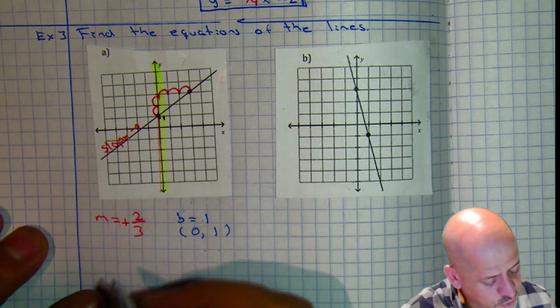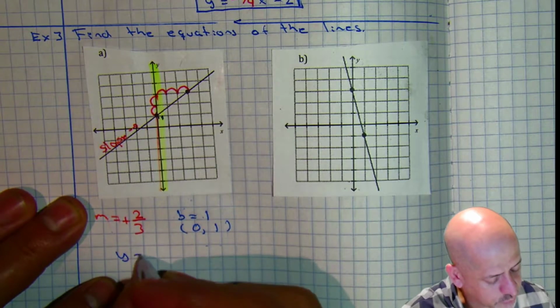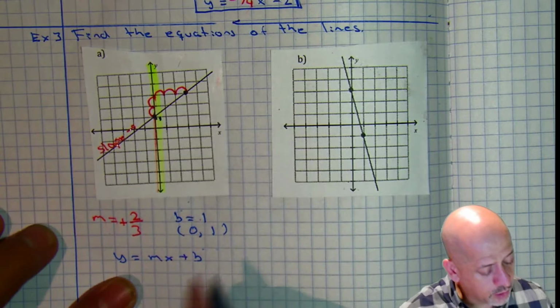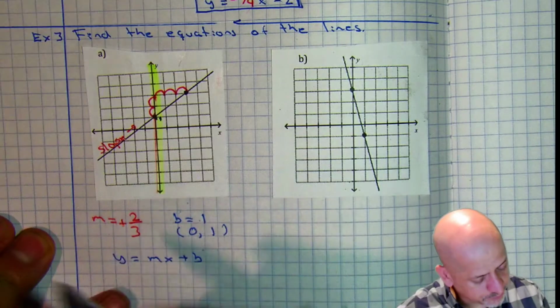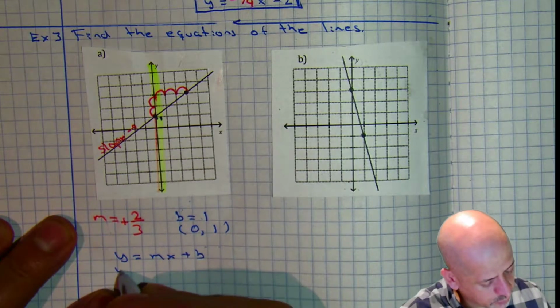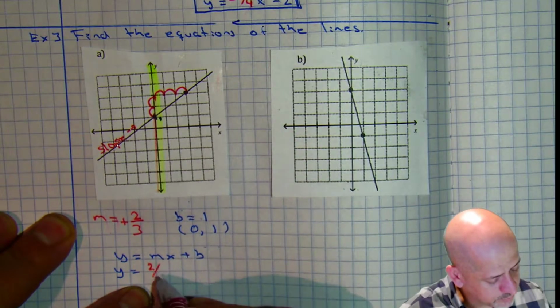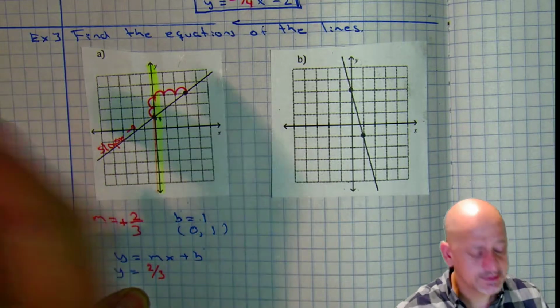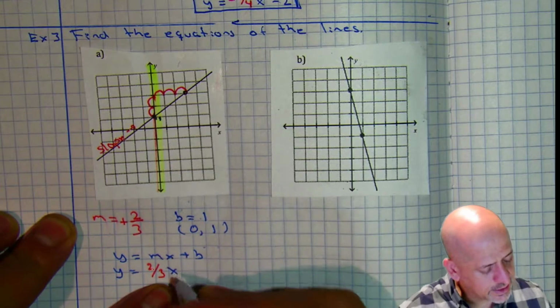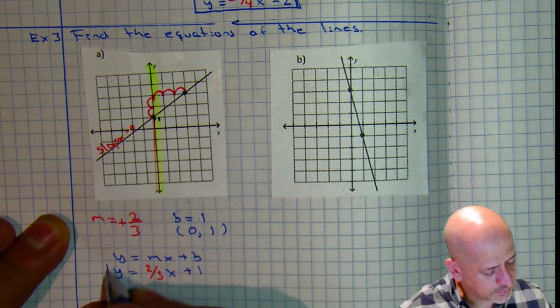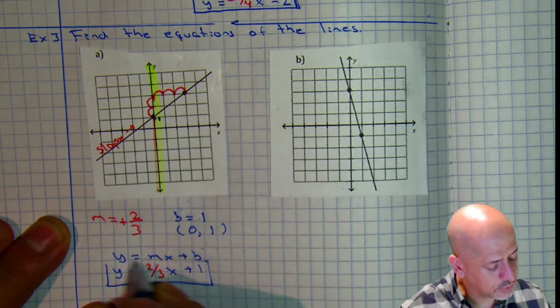So therefore I can use my equation, y equals mx plus b, where m is my slope. y equals 2 over 3 x, don't forget your x, and now this is a positive one, so I'm going to be plus 1. And that is the equation of this line.